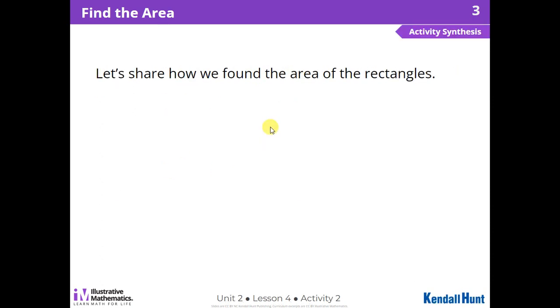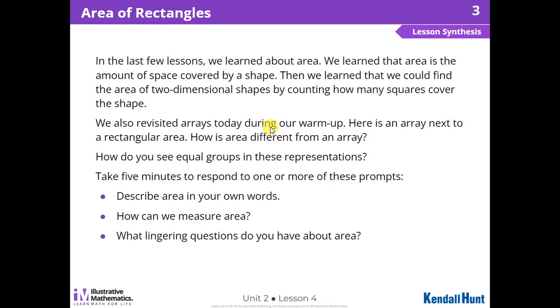Okay, let's share how we found the area of a rectangle. In the last few sessions, we learned about area. We learned that the area is the amount of space covered by the shape. Then we learned that we could find the area of a two-dimensional shape by counting how many squares the shape covers. We also revisited arrays today during our warm-up.